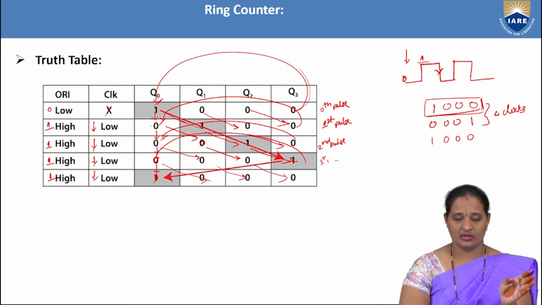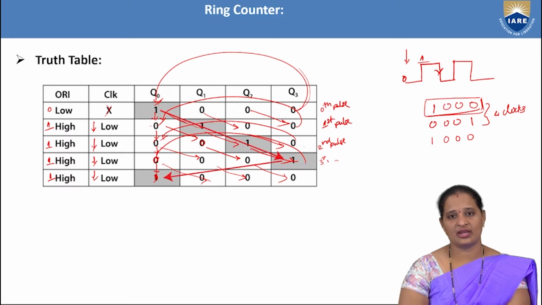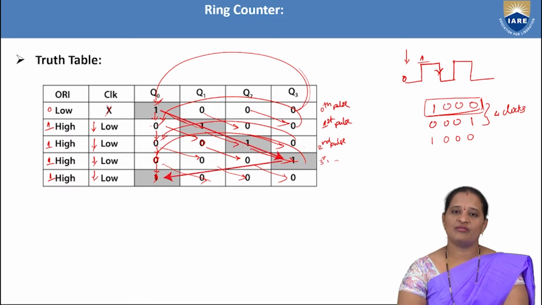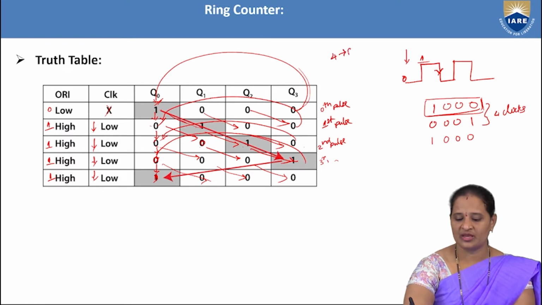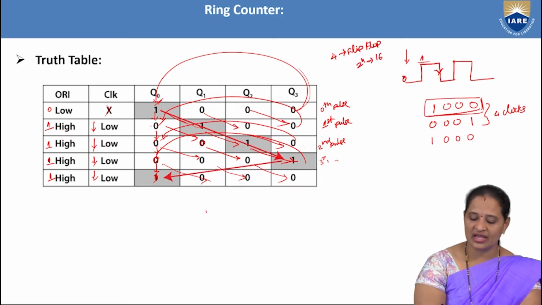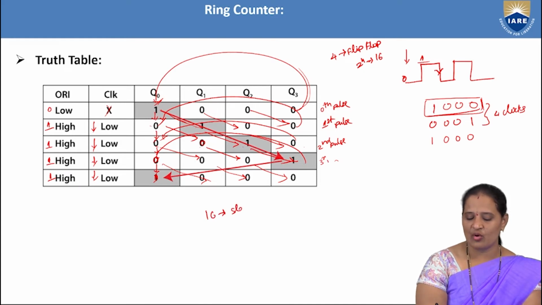That means the number of states that a ring counter can count is equal to the number of flip-flops. So as we are using 4 flip-flops here, how many pulses can I count? Basically, I can count 2 power 4, that is 16. So that means among those 16 states, only 4 states are used.